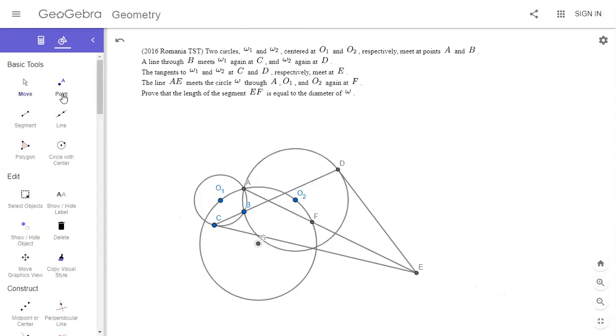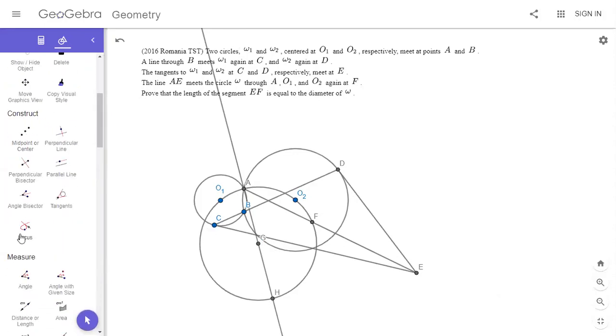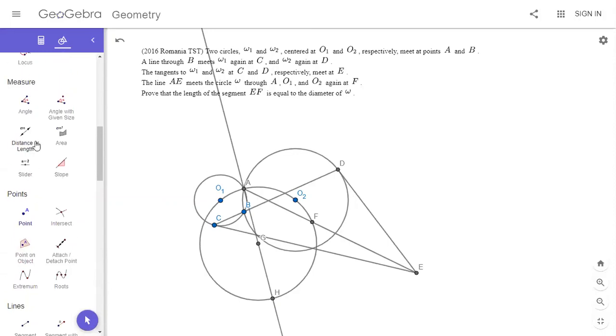So if I drew a diameter, let's say, and I try to measure the length of it using GeoGebra, the diameter has length 5.2 and EF has length 5.2. All right.